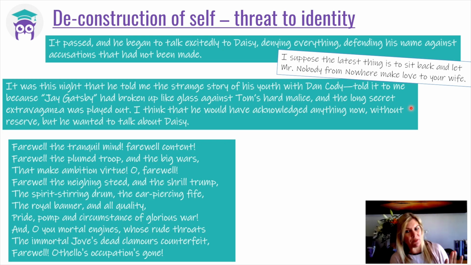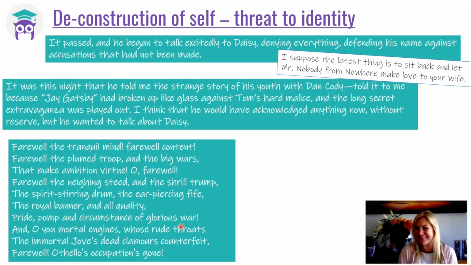So we talked in the previous slide about the fact that his identity is based on the notion of him being a war hero or a warrior. The moment that his sense of self is threatened, the idea of being cuckolded by Desdemona, what he is saying goodbye to is images of war. Okay, so we've got a semantic field of war here, but notice as well, it's all of the pomp and circumstance of glorious war. It's all about the appearance of war.